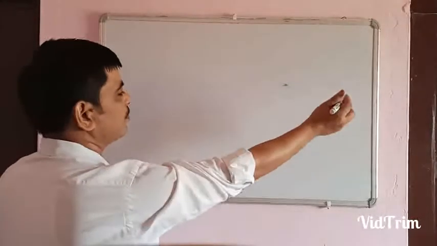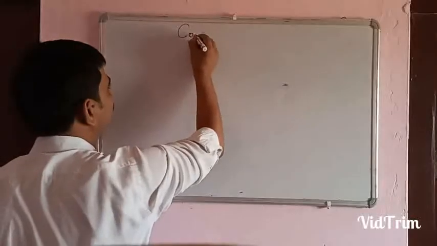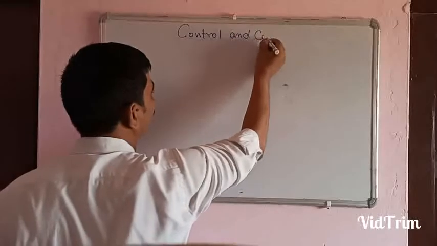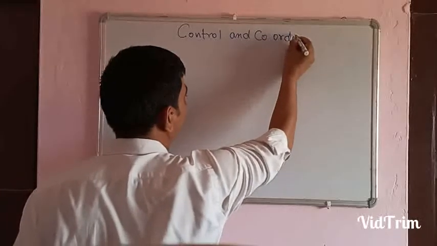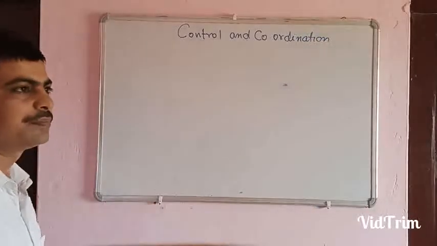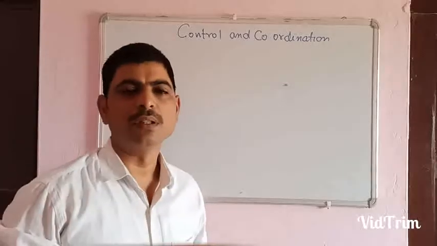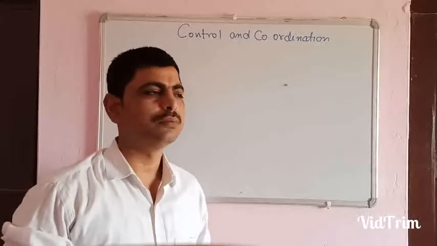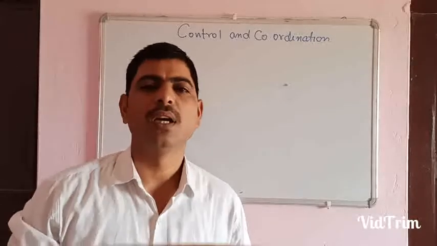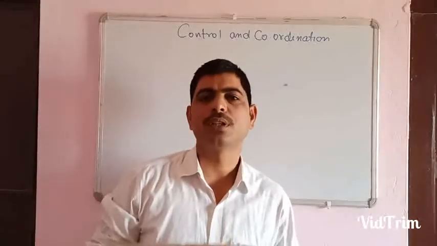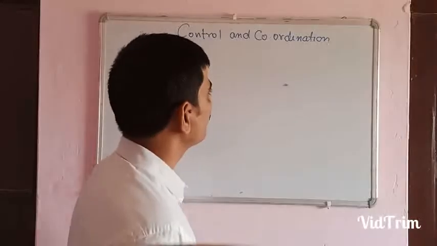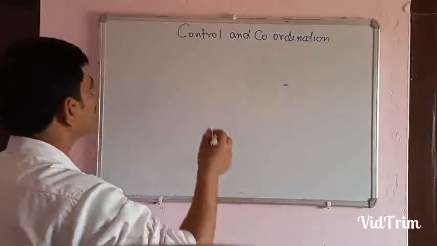The name of the chapter, as you know, is Control and Coordination. It is the 7th chapter in biology. Before this video, you studied the introduction of control and coordination, and the structure, function and types of nerve cells, that is, neurons. Today you will study this reflex action.